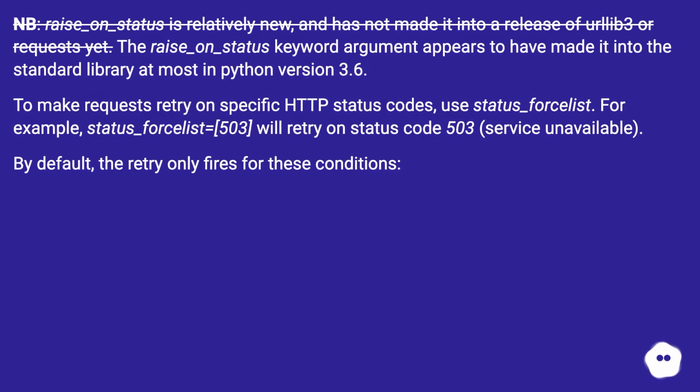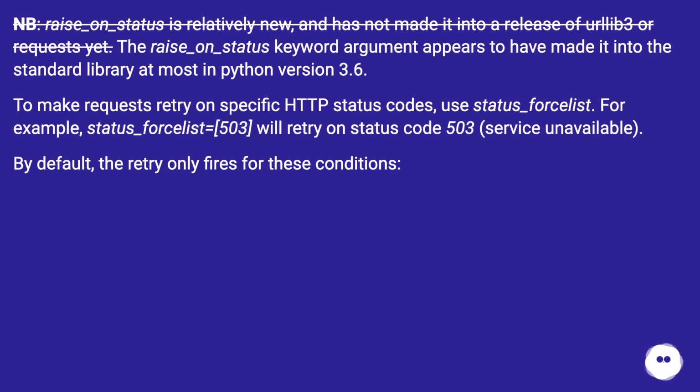NB, raise_on_status is relatively new, and has not made it into a release of urllib3 or requests yet. The raise_on_status keyword argument appears to have made it into the standard library at most in Python version 3.6. To make requests retry on specific HTTP status codes, use status_forcelist. For example, status_forcelist=[503] will retry on status code 503, service unavailable.